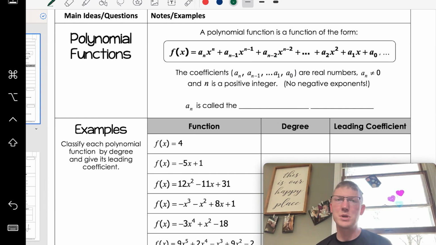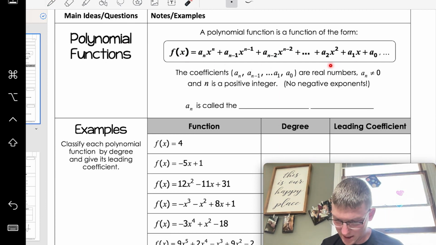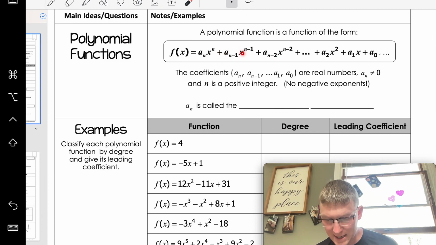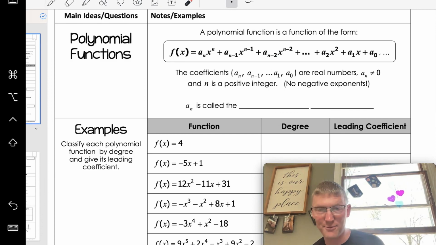We've been talking about polynomial functions, which you should be pretty familiar with, but the technical mathematical definition looks something like this: f of x equals a_n x to the n plus a_(n-1) times x to the n minus 1. Basically, what this means is you've got a number times x to a certain power, plus another number times x to a power lower than that one, and so on for however many x terms you have.